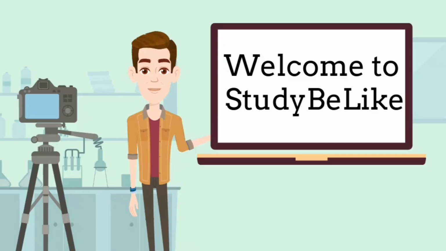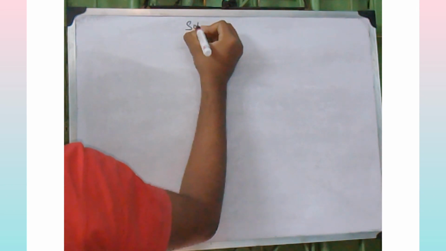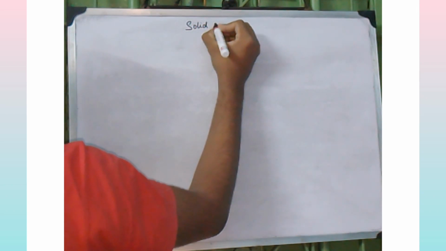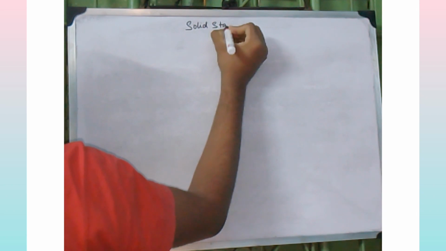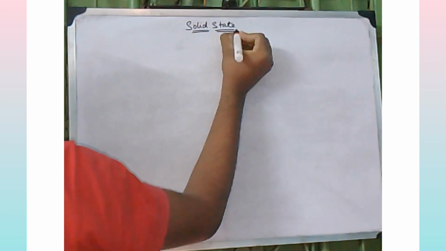In this video we are going to learn about the chapter solid state. As you know, when we talk of matter, it is subdivided into three parts: solid, liquid and gas. So we will divide this chapter into several halves and try to explain in details.